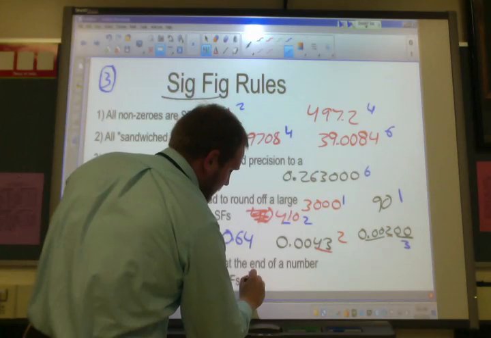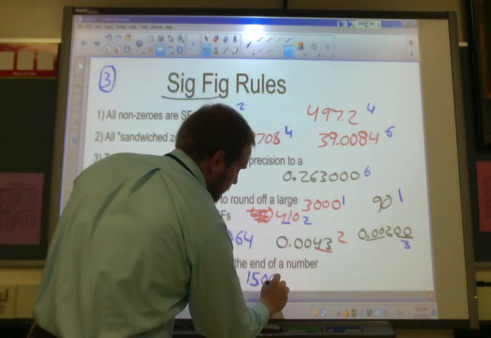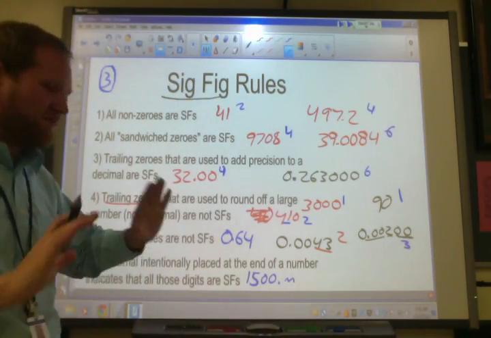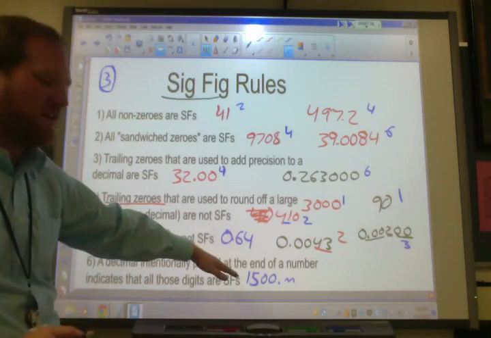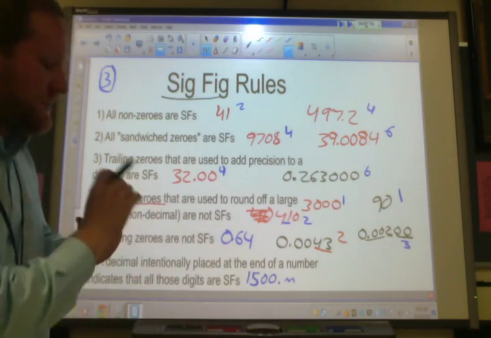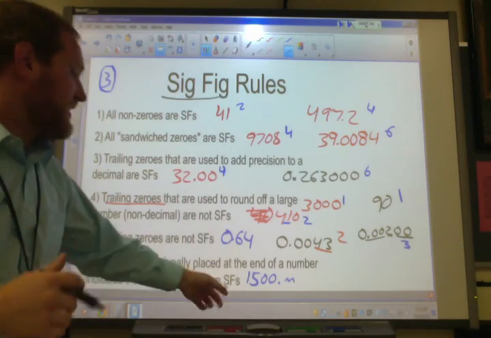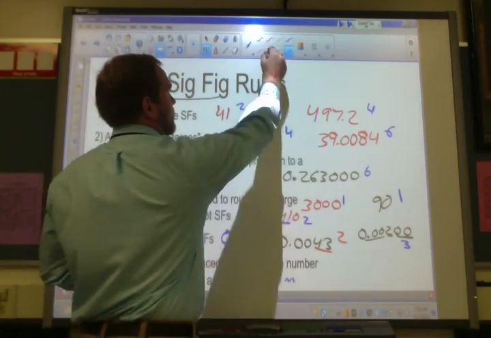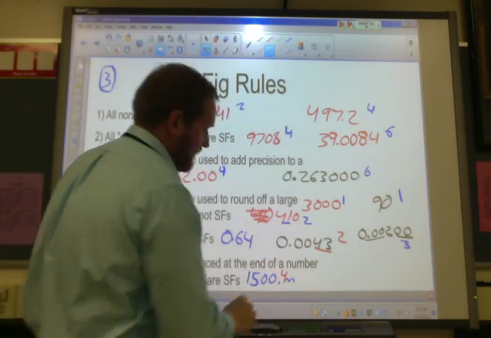Let's say you see 1,500 point meters. That point doesn't need to be there, and don't be tricked. It doesn't mean it's the end of a sentence or anything. If you see something written as 1,500 point, that point is intentionally thrown in there to show that all these are sig figs. So this would be 4 sig figs.